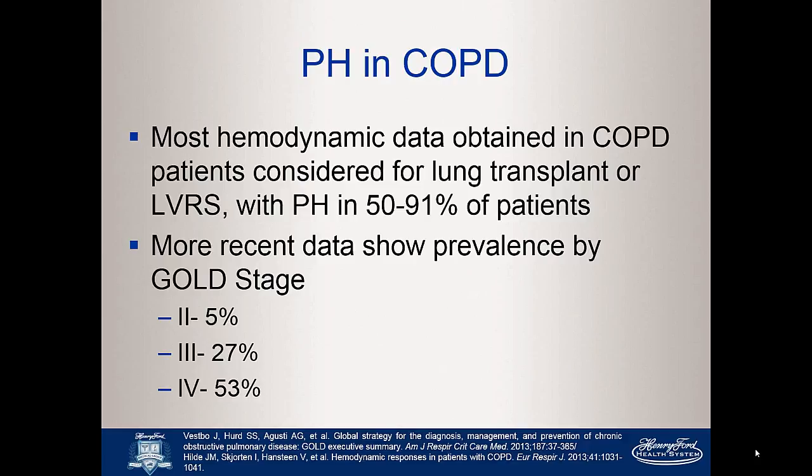But what we found is that people that were in the previous GOLD stage 2, based on moderate spirometry impairment, PH was prevalent about 5%. Goes all the way up to 53%.